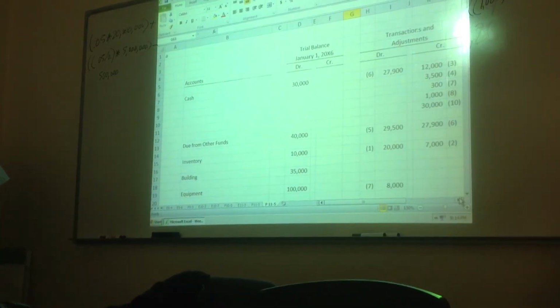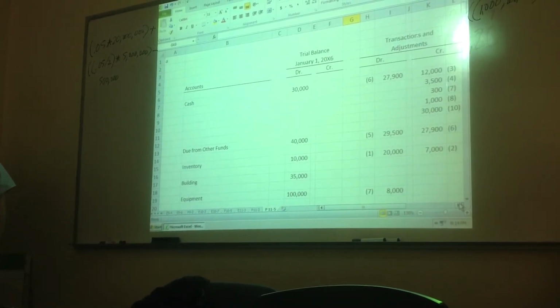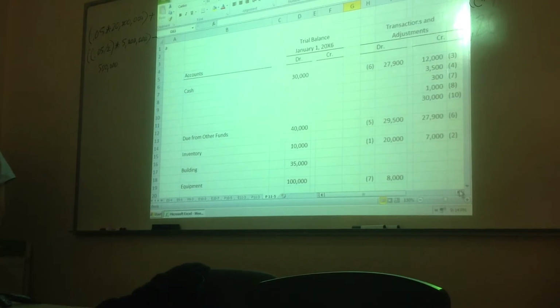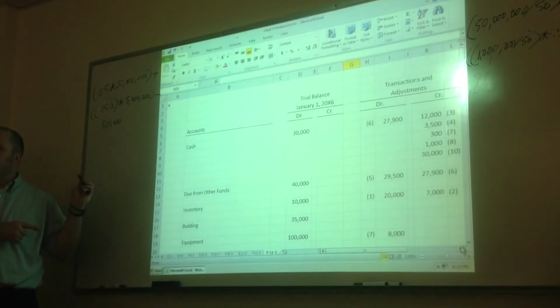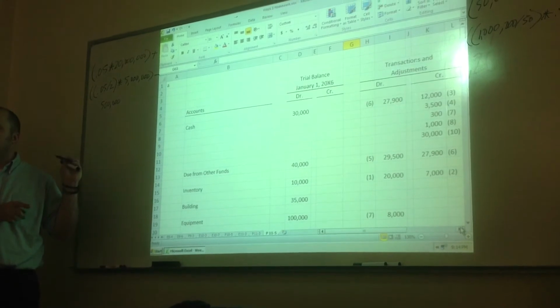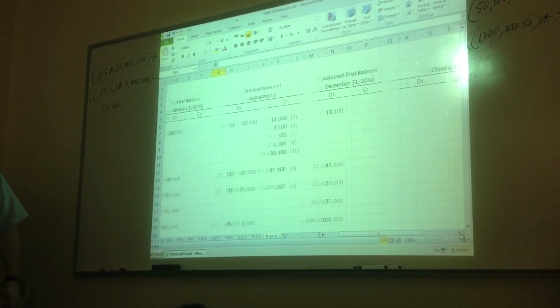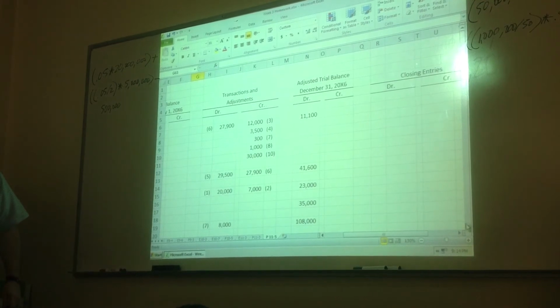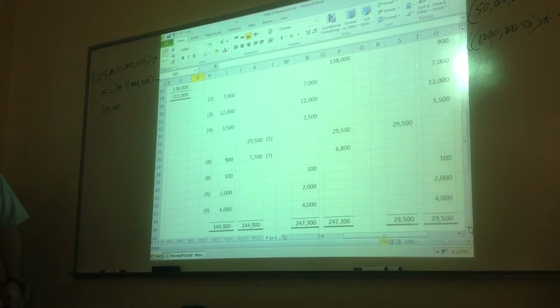It says beginning trial balance, transactions and adjustments, adjusted trial balance, closing entries, and year-end statement of net position. So as opposed to putting the closing entries at the bottom like we did in the other one, remember? Bottom of 10-5, you're just going to add another column for closing entries on this one. Okay? So you're going to put the closing entries in their own column.